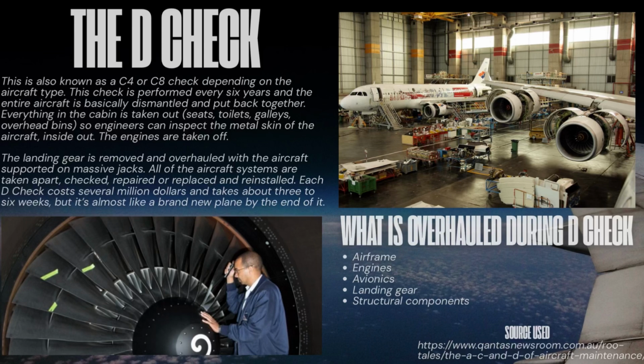What is overhauled during a D-check? Usually, the components that are overhauled are airframe, engines, avionics, landing gear, and structural components.